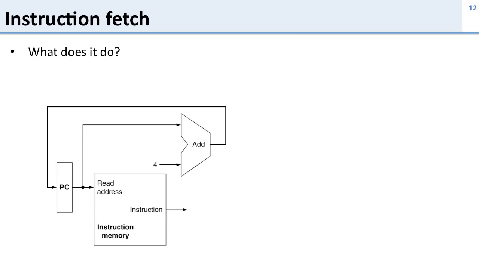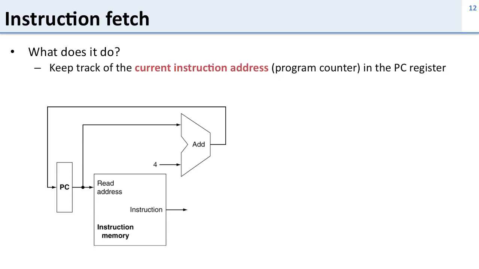So now let's talk about these in more detail. We'll start out with instruction fetch. What does instruction fetch do? Well, the first thing it does is it keeps track of the current instruction address, and it does this in the program counter register. So here's the program counter register. Then it needs to increment the program counter by 4 on each cycle. And to do that, we're going to have an adder, which adds 4.